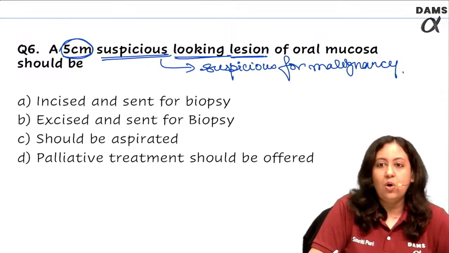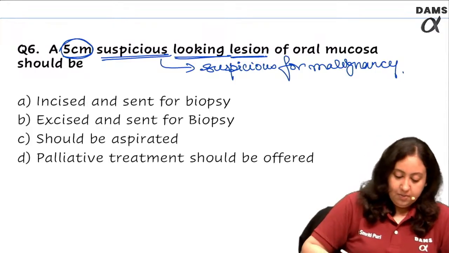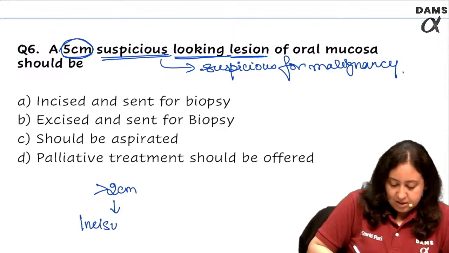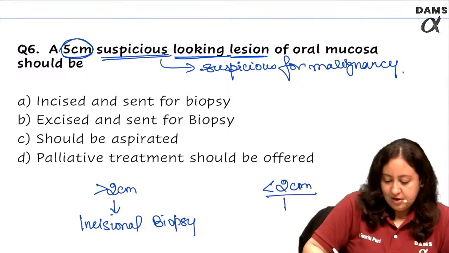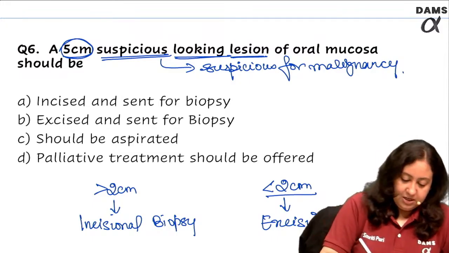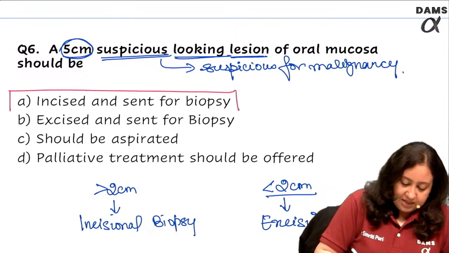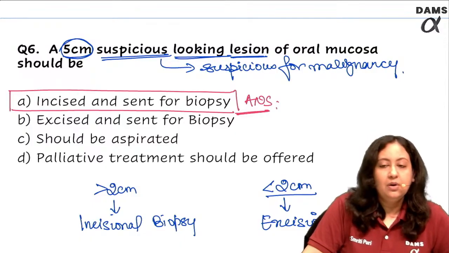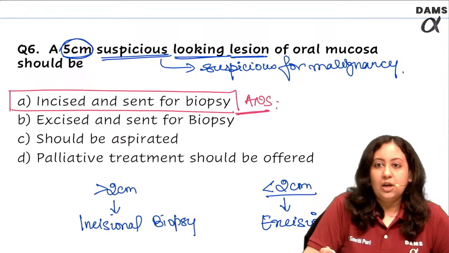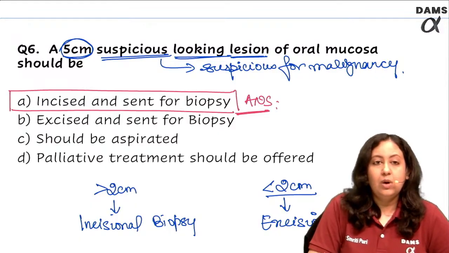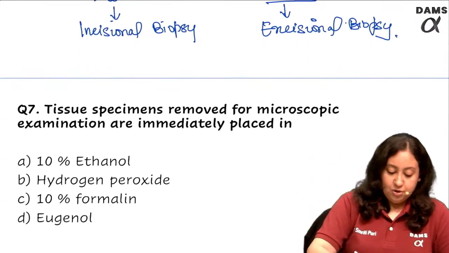Yes, very good. More than 2 centimeters, we go for incisional biopsy. So, more than 2 centimeters, suspicious looking, incisional biopsy. Less than 2 centimeters, we always can go for excisional biopsy. Alright, so the correct answer here is it should be incised and sent for biopsy. Alright. Okay, great. I hope you have understood. I hope it is clear to you now why the answer is A. Please let me know if you've understood or not.